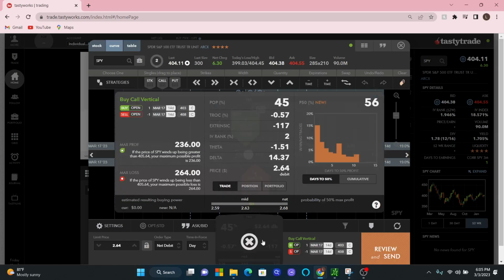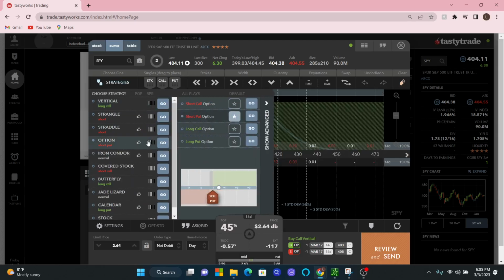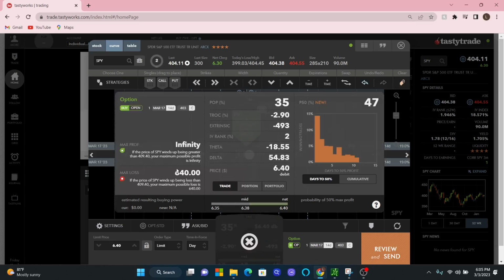If you go here, when you go to execute the trade, it'll show you in this case, you have a maximum profit of $236 and a maximum loss of $264. To where if we were to do the same thing, which is a 403 call, let's actually just do an option call instead. Let's see, that's 405, let's do the 403. Now we actually have an infinite amount of profit, but we have a max loss of $640. So here's where people tend to get a little mixed up.